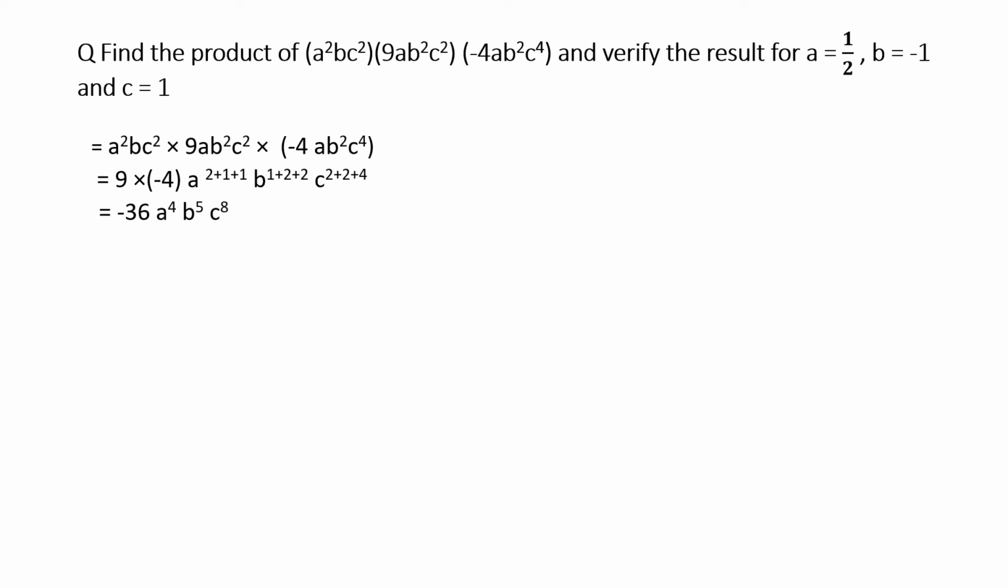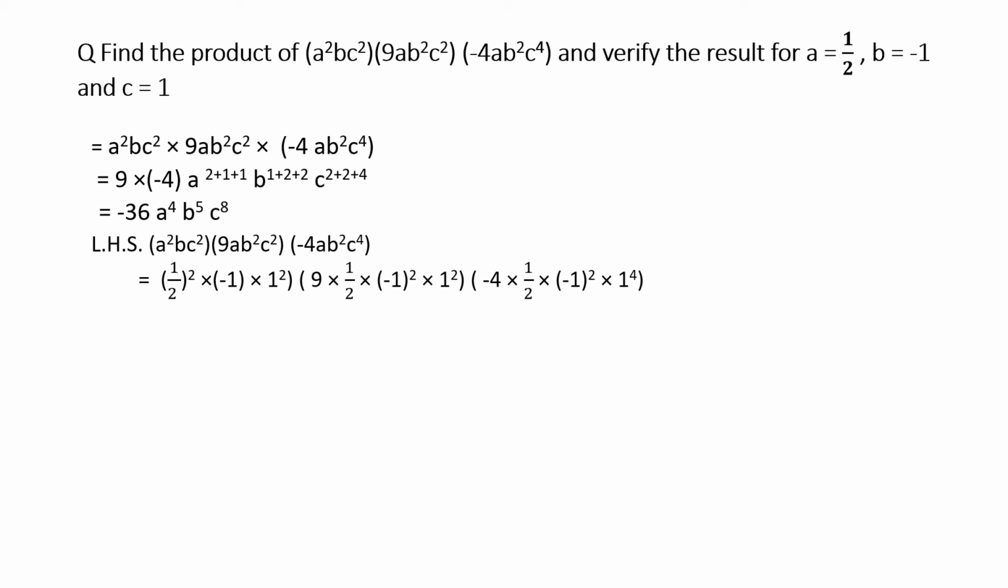Now we have to verify the results for the given values. LHS will be your statement: a square bc square, 9ab square c square and minus 4ab square c raised to power 4. Put the values of a, b and c in this. 1 by 2 raised to power 2 into minus 1 into 1 raised to power 2. Second bracket, 9 into 1 by 2 into minus 1 square into 1 square. Third bracket, minus 4 into 1 by 2 into minus 1 square into 1 raised to power 4.